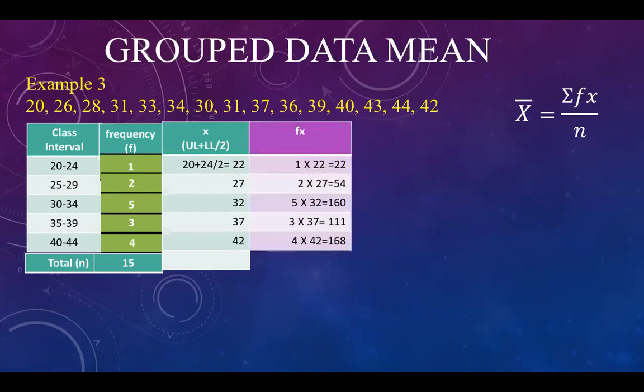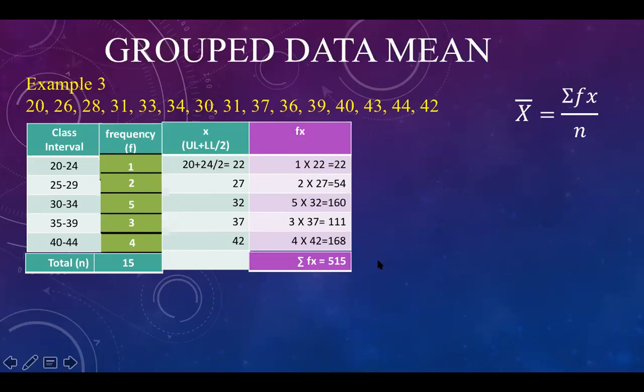Next, we have to find fx, f multiplied by x. f is 1 in the first class and x is 22. So 1 multiplied by 22 is 22, 2 multiplied by 27 is 54, 5 multiplied by 32 is 160, 3 multiplied by 37 is 111, and 4 multiplied by 42 is 168. Then we have to sum this column, the summation of fx. It will be equal to 515.